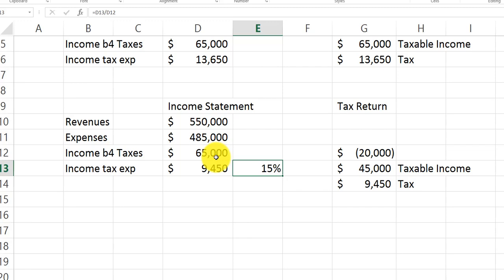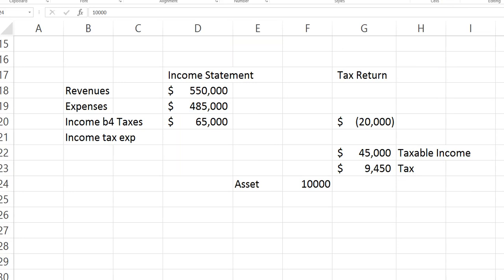So what happens is, instead of a 21% effective rate, with a permanent difference like this you're going to have either a lower or higher rate. If you lower your taxable income, you're going to have a lower effective tax rate. If you increase your taxable income, you're going to have a higher effective tax rate. All right, and that is one of the disclosures that's necessary for tax purposes, for the deferred tax footnote.